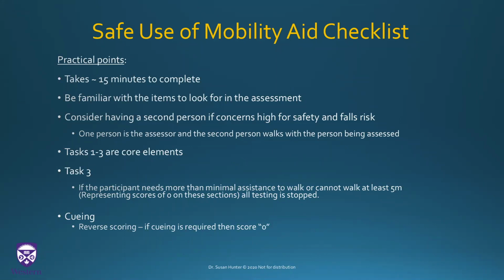Cueing is considered within the safety part, and we reverse score that. So if cueing is required for the person to be able to actually execute the task, then they score 0. Versus if you provide the person with the instruction and then they're able to do the entire task appropriately, they would get a 1 because they could follow all the instructions. If cueing is required, then that does relate to safety and whether the person would be able to actually execute a task independently without having somebody there to tell them how to perform the tasks safely.